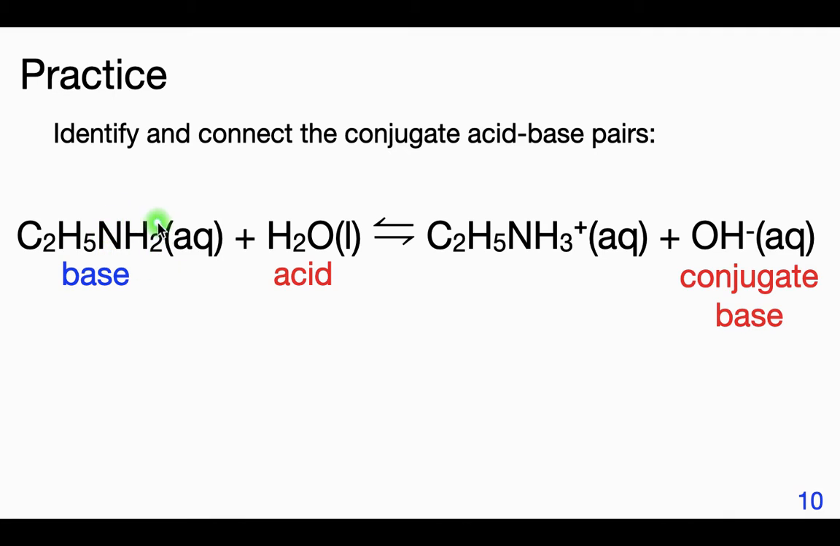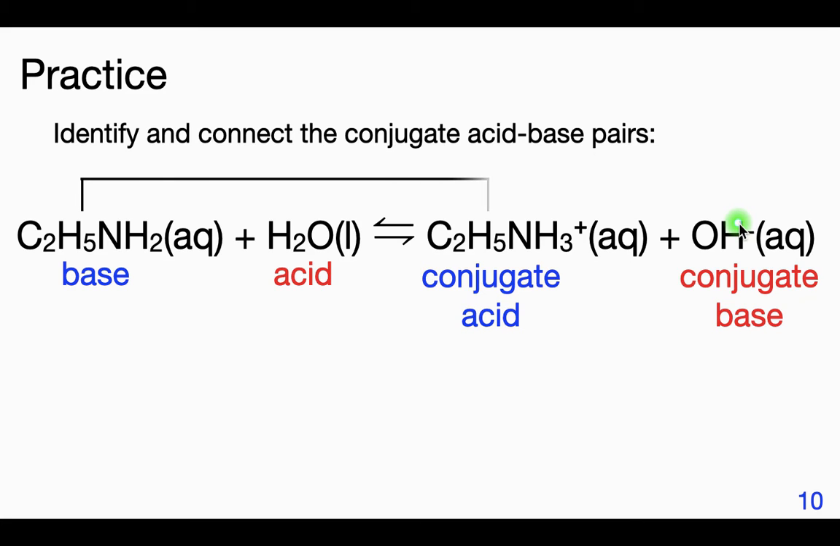So we can tell that because we had NH2 here, no charge on it. Afterwards, it's NH3 with a positive 1 charge. So it must have gained a hydrogen or a proton. So this is our base, our conjugate acid, our conjugate base. Connect the pairs. Again, the difference between an acid and its conjugate or a base and its conjugate is a single hydrogen ion.